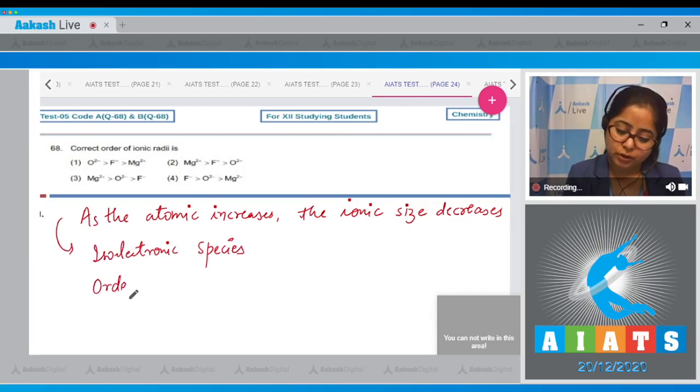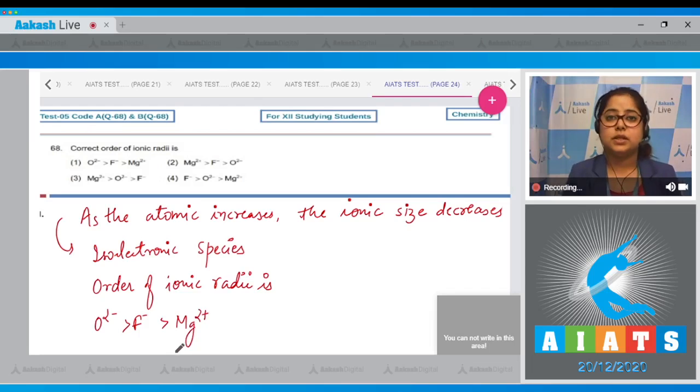So the order of ionic radii is highest is of O2 minus, followed by F minus, followed by Mg2 plus. That means the correct answer is option number 1.